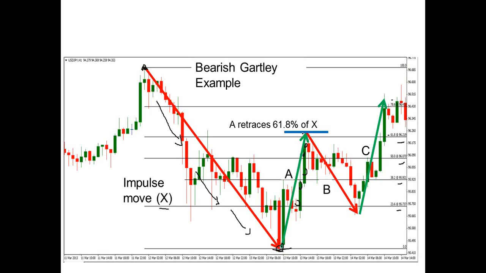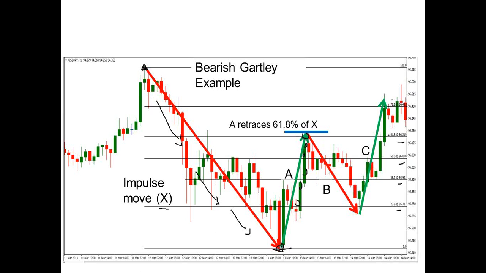Now you see the end of A right in here. You can see the end of the arrow right in here. When I say approximately or about, that's the subjective part. Not often are you going to get it making a perfect extreme bounce from the 61.8. But you just need it to bounce or find resistance, in this case on a bearish Gartley, at approximately 61.8% of X.